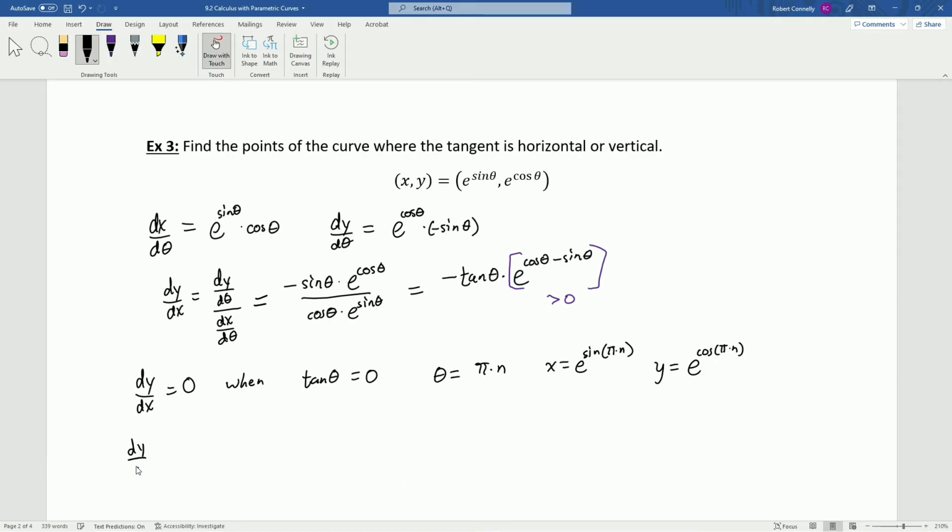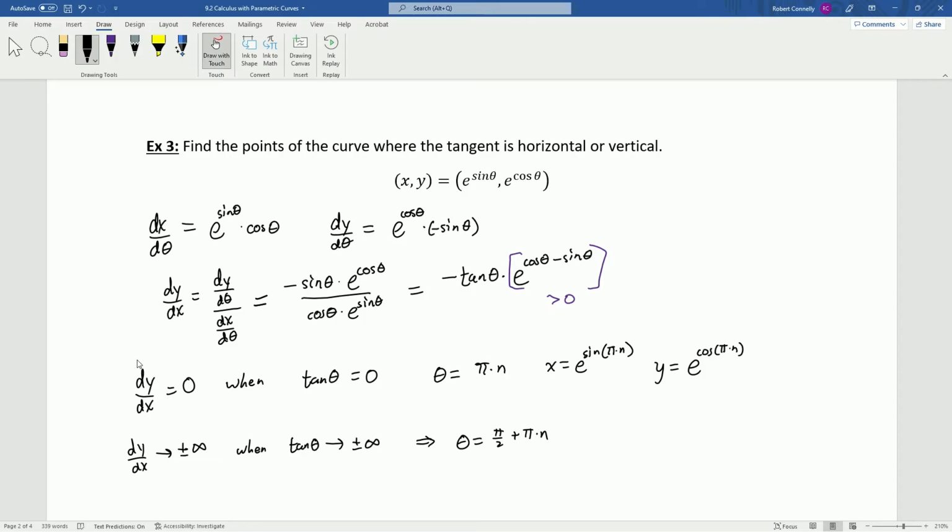Now, this derivative doesn't exist, and in particular approaches plus or minus infinity, one or the other, when tangent is approaching plus or minus infinity. Okay, and in that case, that's when cosine is 0, right? The tangent is sine divided by cosine. So when cosine is 0, that's when tangent is approaching plus or minus infinity. So those cases are going to be pi over 2, 3 pi over 2, 5 pi over 2, etc. So this would give us theta is pi over 2 plus any integer multiple of pi.